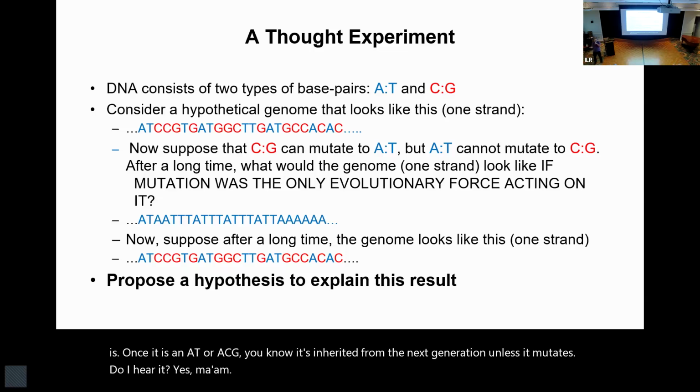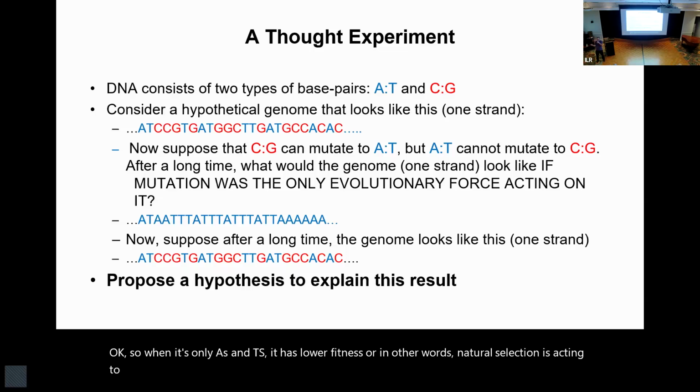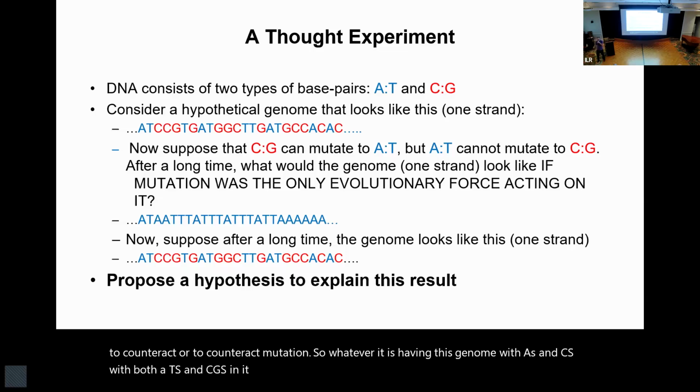Okay, so when it's only A's and T's, it has lower fitness. Or in other words, natural selection is acting to counteract mutation. So having a genome with both ATs and CGs in it has higher fitness. Or, base composition is under natural selection. And it turns out that's usually true.